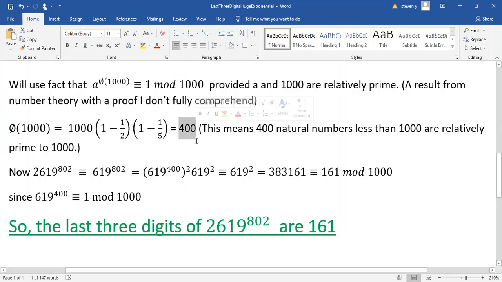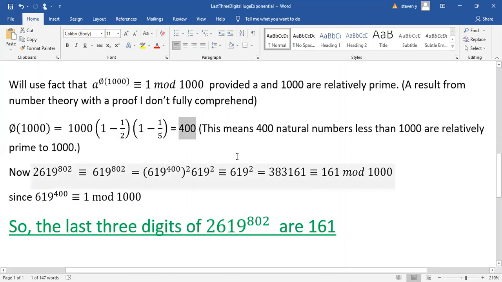I don't really get why it works, but I just know that it does. There are 400 numbers less than 1,000 that don't have anything in common with 1,000. That is, numbers like 1, 3, 7, 21. There's a whole list of numbers, and it would be a pain to try to list them all. It turns out this handy little formula tells us that number is equal to 400.